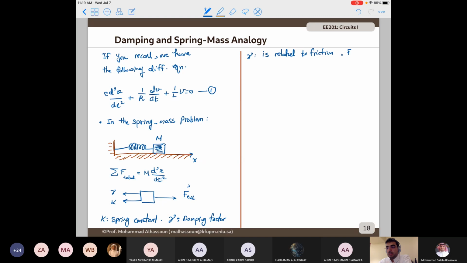You are stretching the spring, and all of a sudden you leave the spring, and you wait for the spring until it reaches its equilibrium state. In this case, you will have acceleration, then the friction or the damping factor is related to the speed, then you have K, and this is a differential equation that governs that system. So look into the similarity between this equation and equation 1.